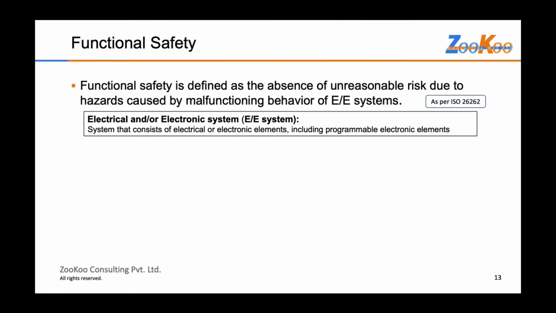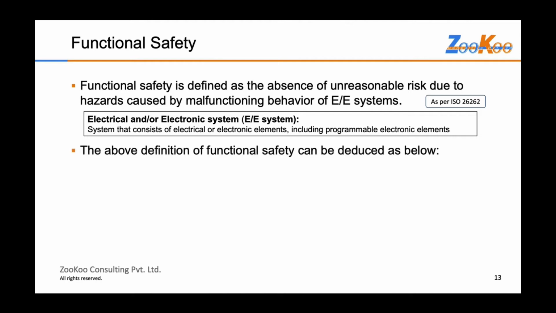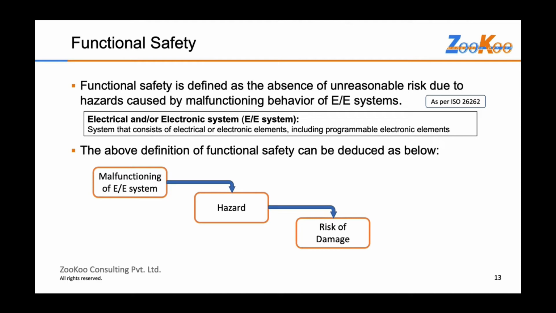In functional safety, how we can understand it at a very, very high level: it is defined as the absence of unreasonable risk due to hazards caused by malfunctioning behavior of EE systems. How we can deduce this definition: malfunctioning of electrical and electronic systems, hazards are generated, risk of damage, and then we need to reduce it. If we can revolve all our activities in this way, then we can achieve the functional safety requirement.